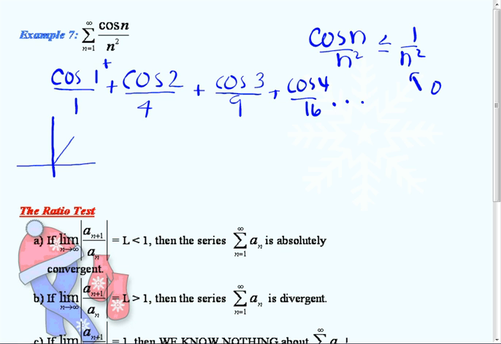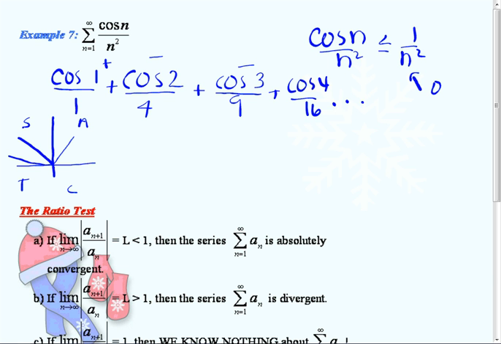2 radians is about 120. What's true about the cosine in the second quadrant? All students take calc. You guys know that one, right? Only the sine is positive, so this is negative. 3 radians, well, that would be 180 degrees, but we're a little short of that. Remember, it's 57 degrees. I'm still in the second quadrant, so that's negative. See how they don't alternate in sign?